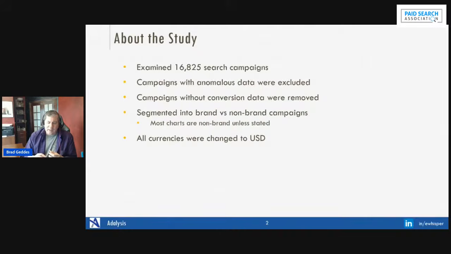And we wanted to use advertisers from everywhere, not just US-centric. So we did look at some European, Asian, and African accounts and put everything into USD. So it should be global as far as how this works.